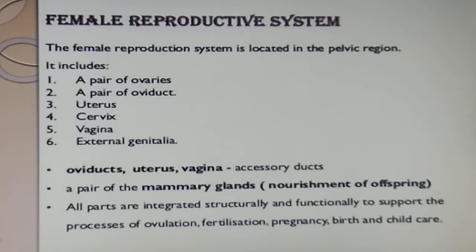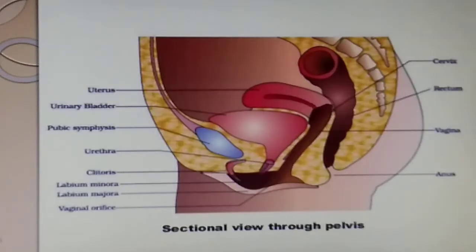It includes a pair of ovaries, a pair of oviducts, uterus, cervix, vagina, and external genitalia, where the oviduct, uterus, and vagina are the accessory ducts. And we have a pair of mammary glands that are basically for the nourishment of offspring, and all parts are integrated structurally and functionally to support the processes of ovulation, fertilization, pregnancy, birth, and childcare.